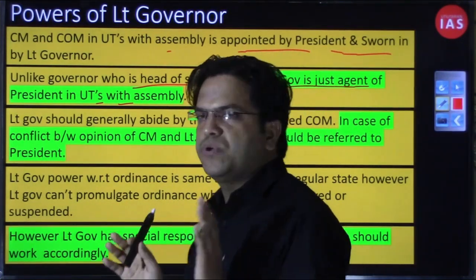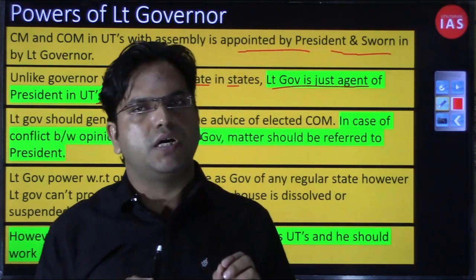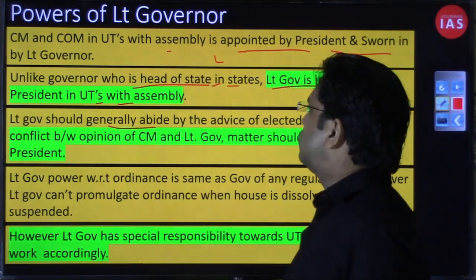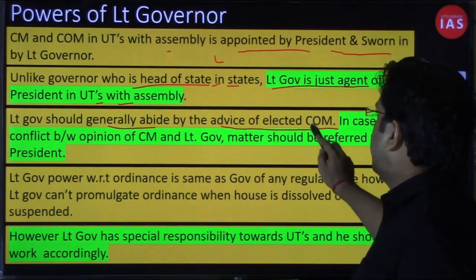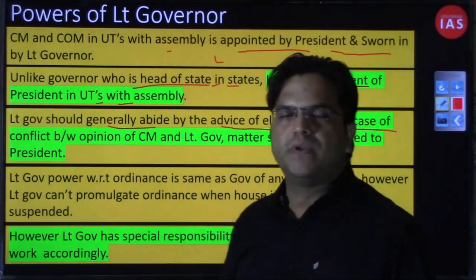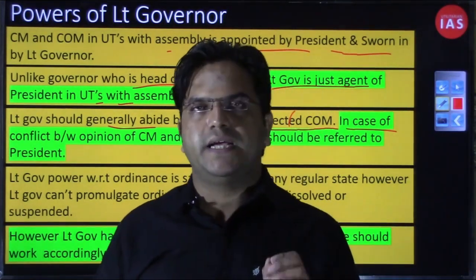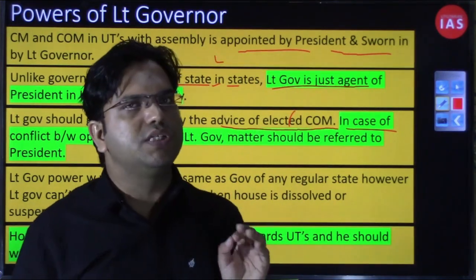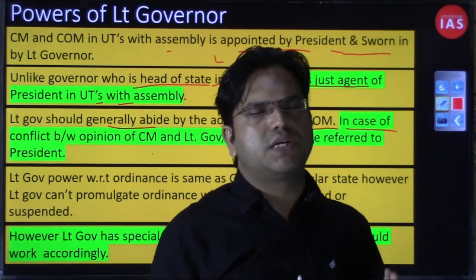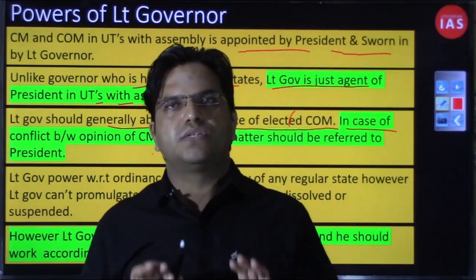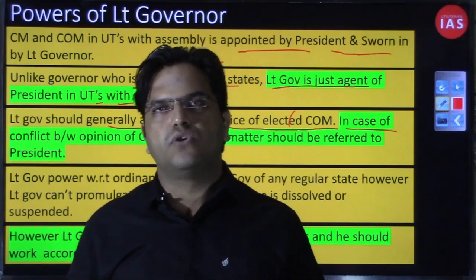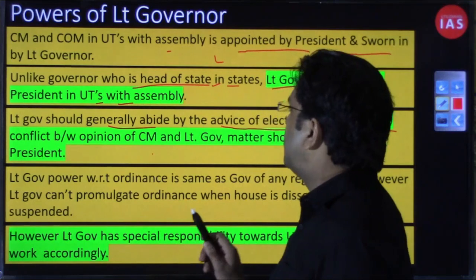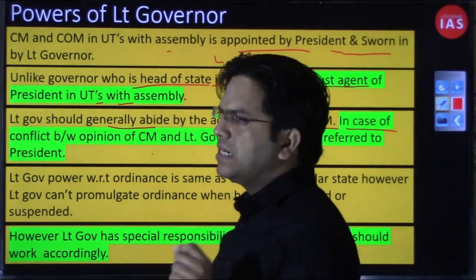I hope you have an idea of the difference between appointment and swearing in. The lieutenant governor should generally abide by the advice of the elected council of ministers. In case of conflict of opinion between the lieutenant governor and the elected council of ministers, and we are talking about only those 3 UTs which have an assembly, what was the option available if the governor of a state is not satisfied, or does not want to sign a particular bill? You had this veto power, but that kind of veto power is not available at the disposal of the lieutenant governor.